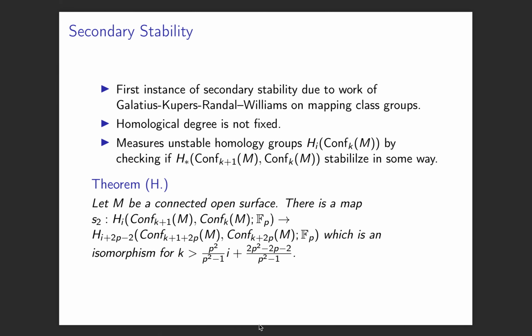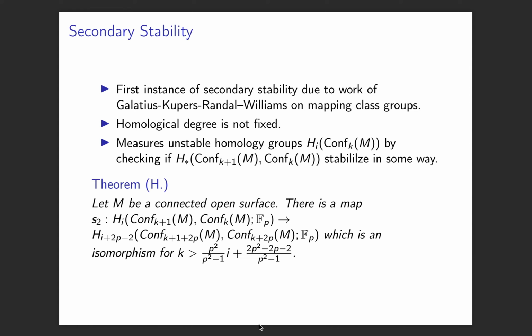Now I want to say a little bit about some more recent stability phenomena. The first one I want to talk about is something known as secondary stability. Secondary stability was first described in work of Soren Galatius, Oscar Randal-Williams, and Alexander Kupers in their work on the mapping class groups of a surface. A key feature of secondary stability is that homological degree is no longer fixed.